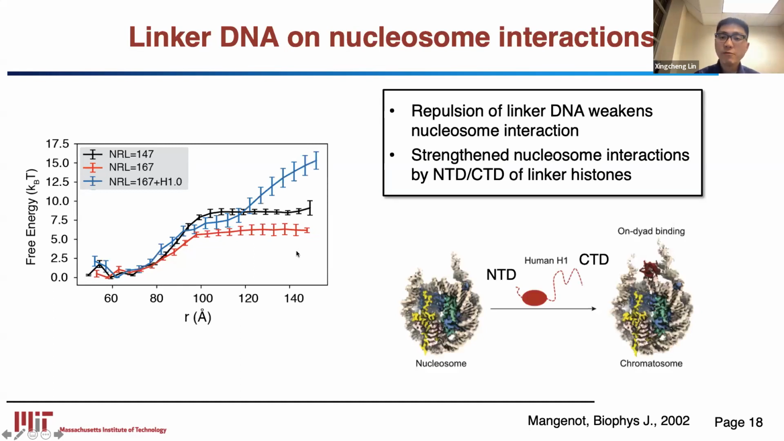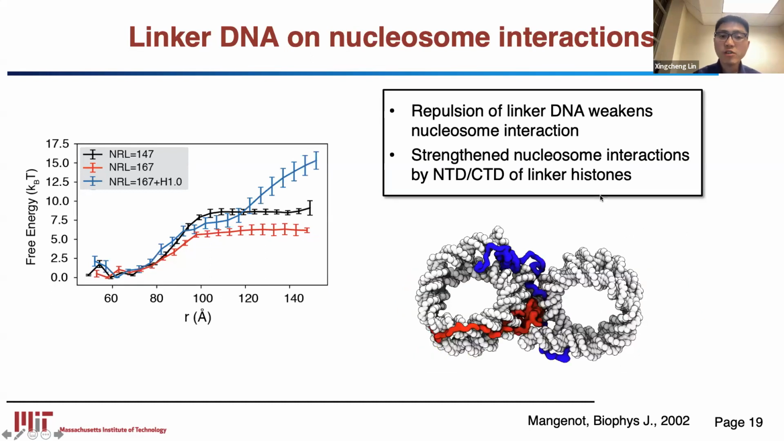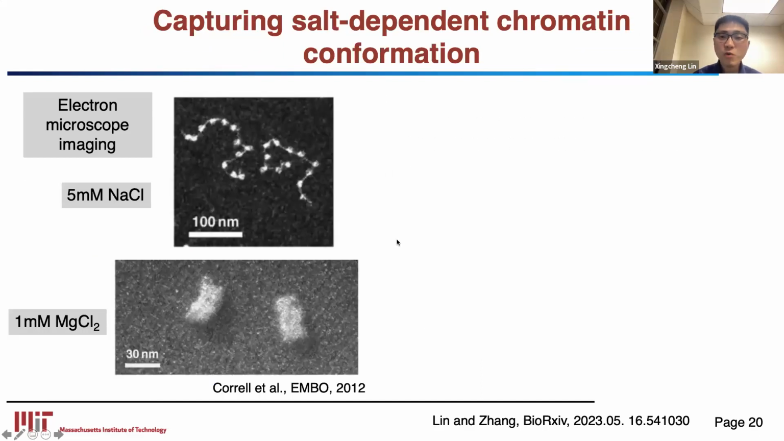Linker histone is a very important chromatin factor modulating chromatin structures, especially for higher eukaryotes. And we find the addition of linker histone would strengthen these nucleosome interactions. Especially the disordered tails of the linker histone would interact with this nucleosomal DNA, and by doing that, it will strengthen these nucleosome interactions. And finally, we move onward to study the ion impact on chromatin organization.